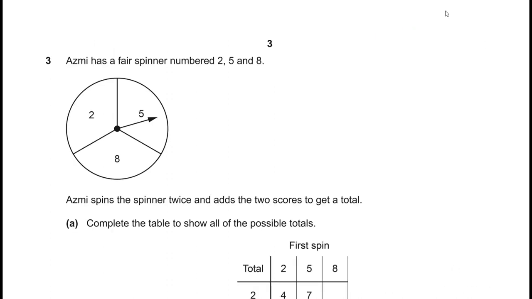Question number 3. Asmi has a fair spinner numbered 2, 5, and 8. Asmi spins the spinner twice and adds the 2 scores to get a total.